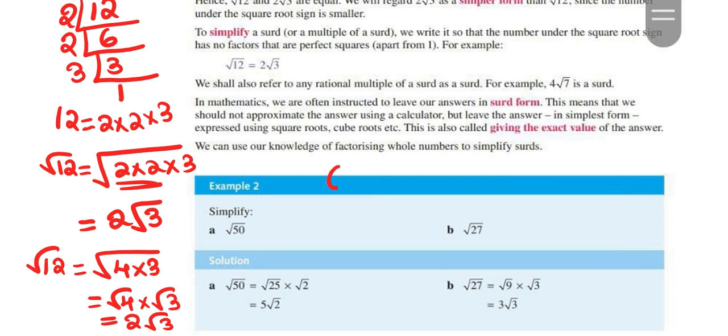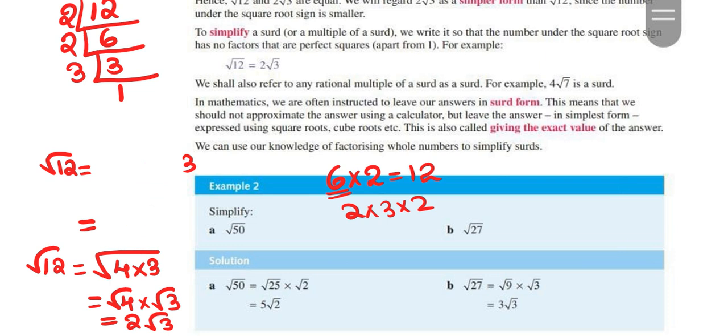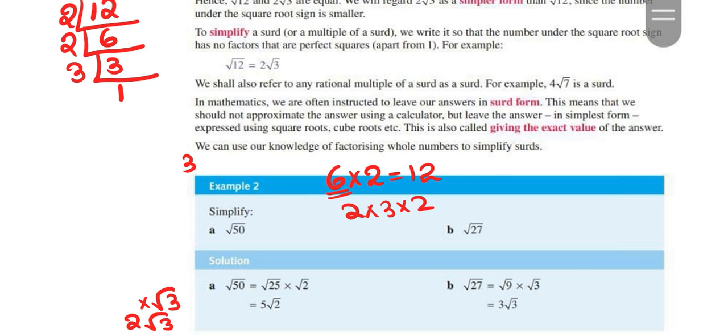But if you take 6 times 2 as 12, then you will not get the answer directly. Again you have to split 6 as 2 times 3, times 2. So the easy method is to just take the prime factorization of the number that you have to find out. Then from the pairs, take one out of each pair outside. Whatever is not in a pair, you have to write inside the root.